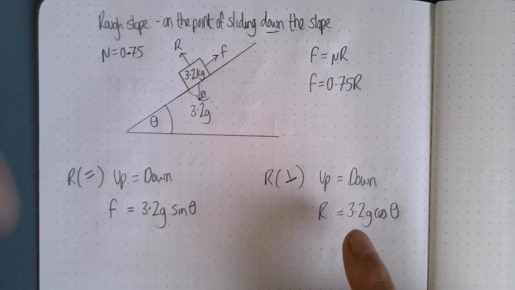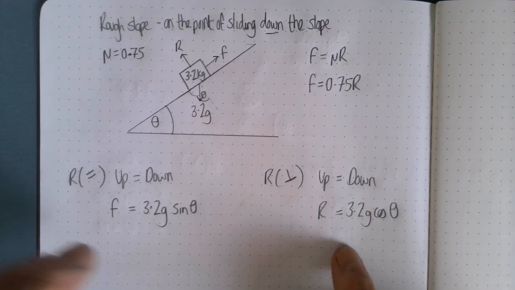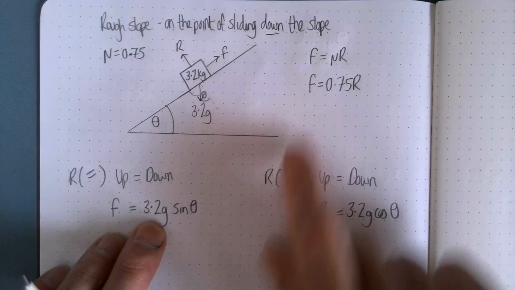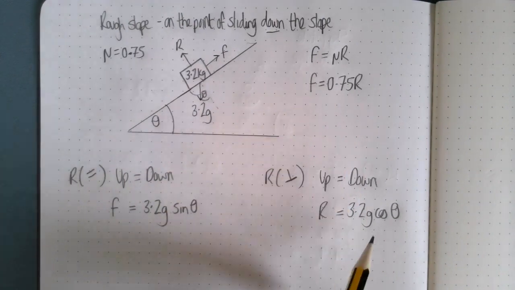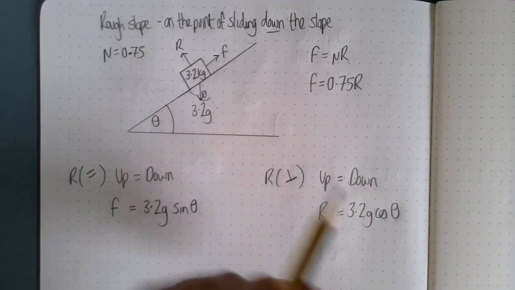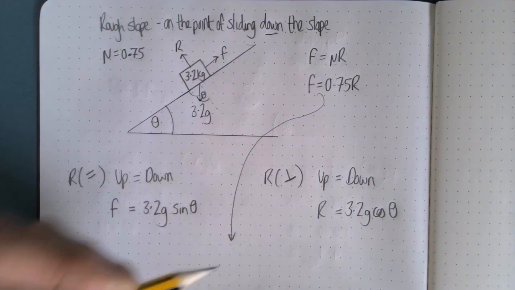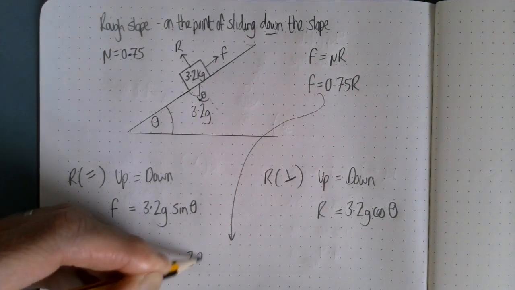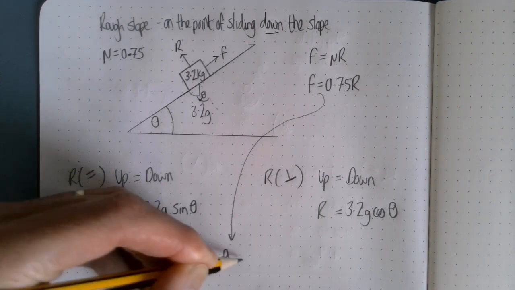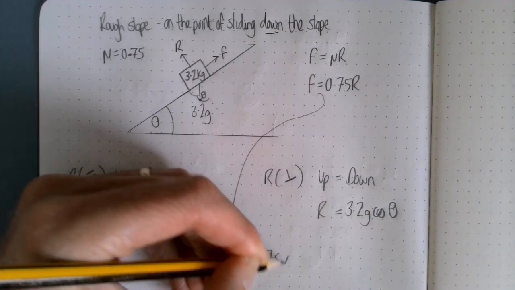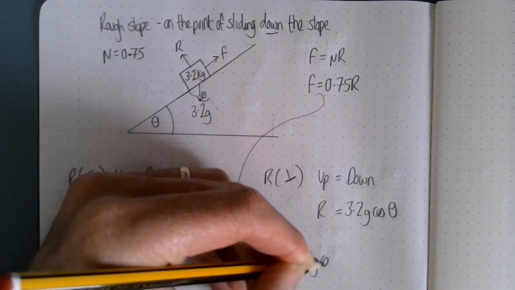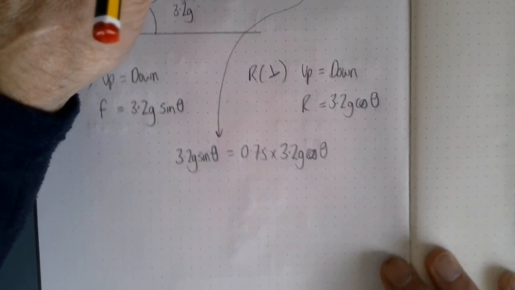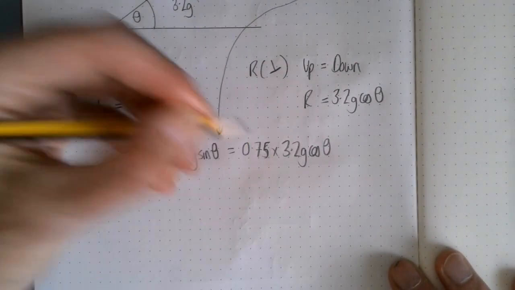And then there's a number of ways you could go at this point. I'm going to substitute F for 3.2g sine theta up here, and I'm going to substitute R for 3.2g cos theta. So I'm going to basically rewrite that equation. F is equal to 0.75R, so that's 3.2g sine theta equals 0.75 times 3.2g cos theta. So I'm down to one unknown now. Remember, g is a constant, 9.8.